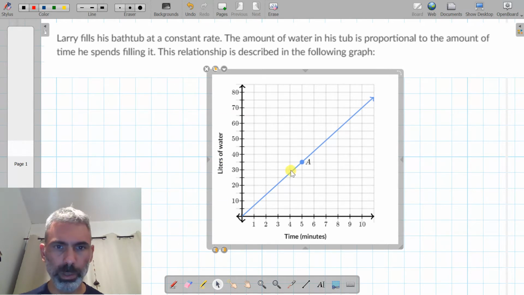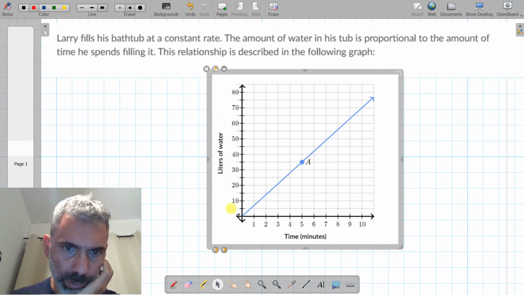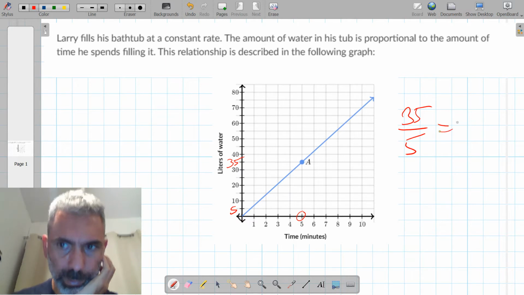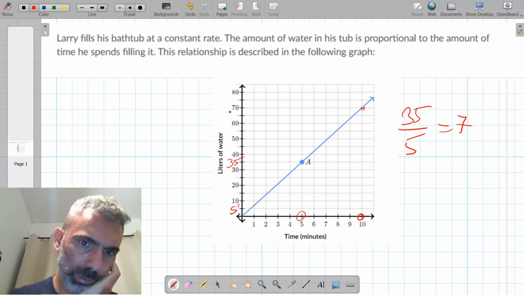Okay. So we see that here each hash mark represents 5. This is 5, so this is 35. And here, time in minutes. Okay, so 35 divided by 5 is 7. So this point here is 7. So 10 should be 70. Yeah. So 10 minutes, 70 liters of water. Okay.